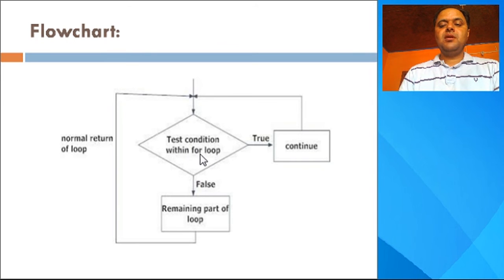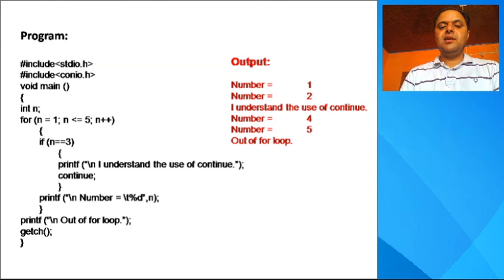Test condition within the for loop. If this condition is true, then continue. It will again go above the loop, and if this condition is false, then the remaining part of the loop will be executed. Until the condition becomes true, the loop will execute normally. When the condition becomes true, that iteration will be skipped and control comes again from above the loop and it will check the condition again. If the condition is true, it again goes above, and if the condition is false, then the loop will execute normally.